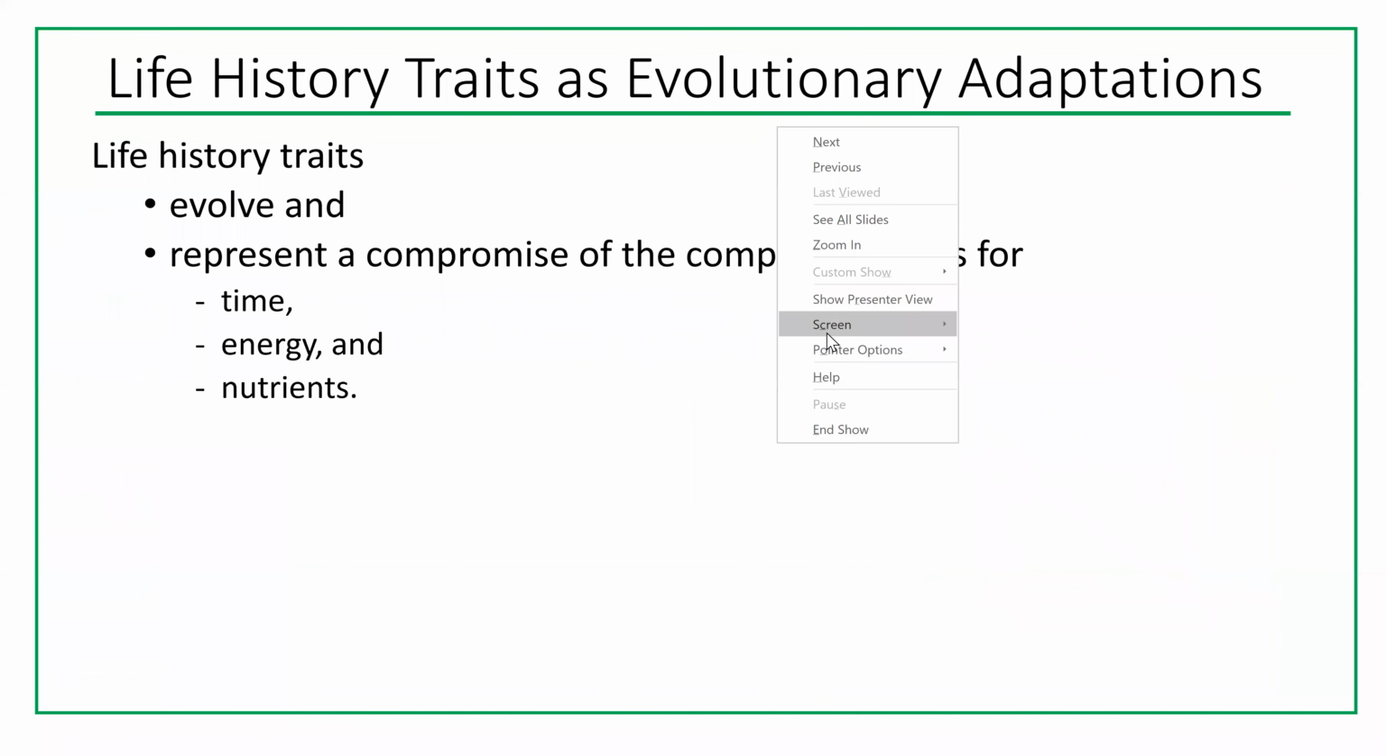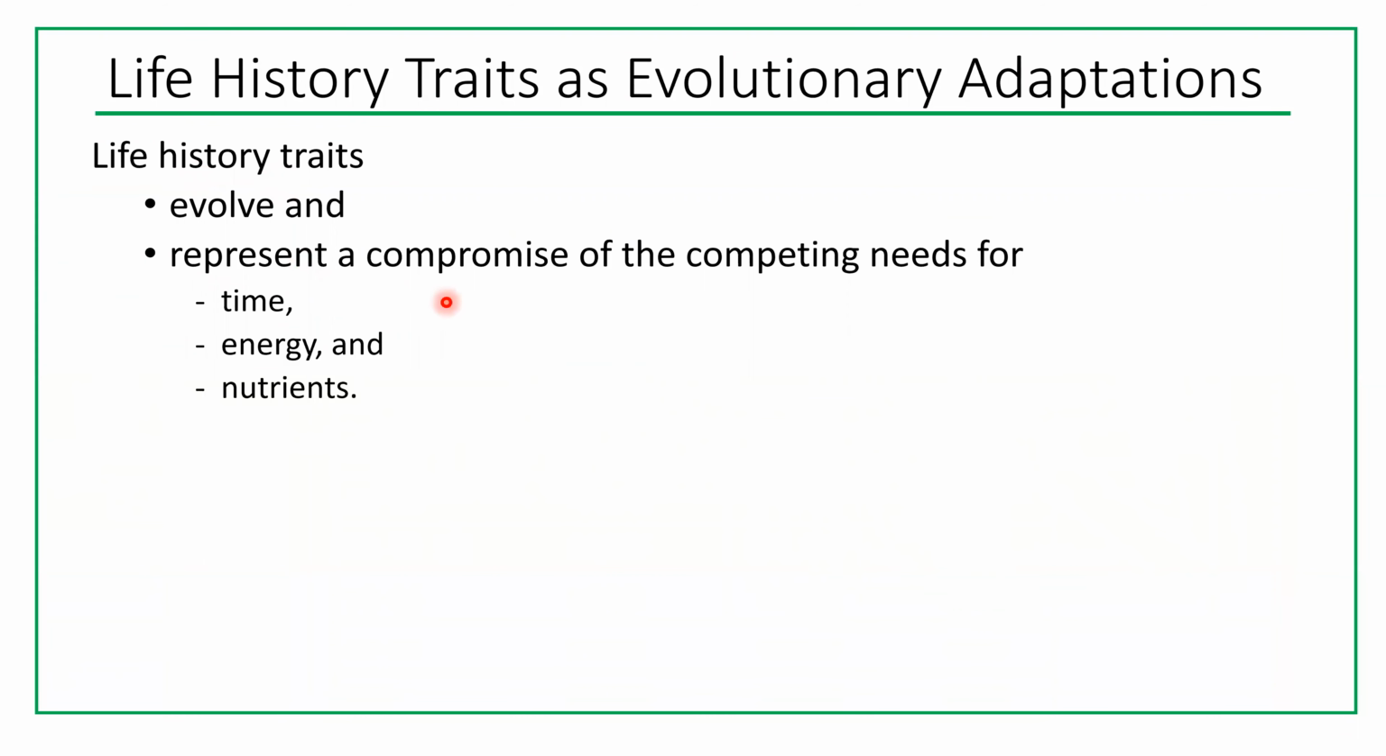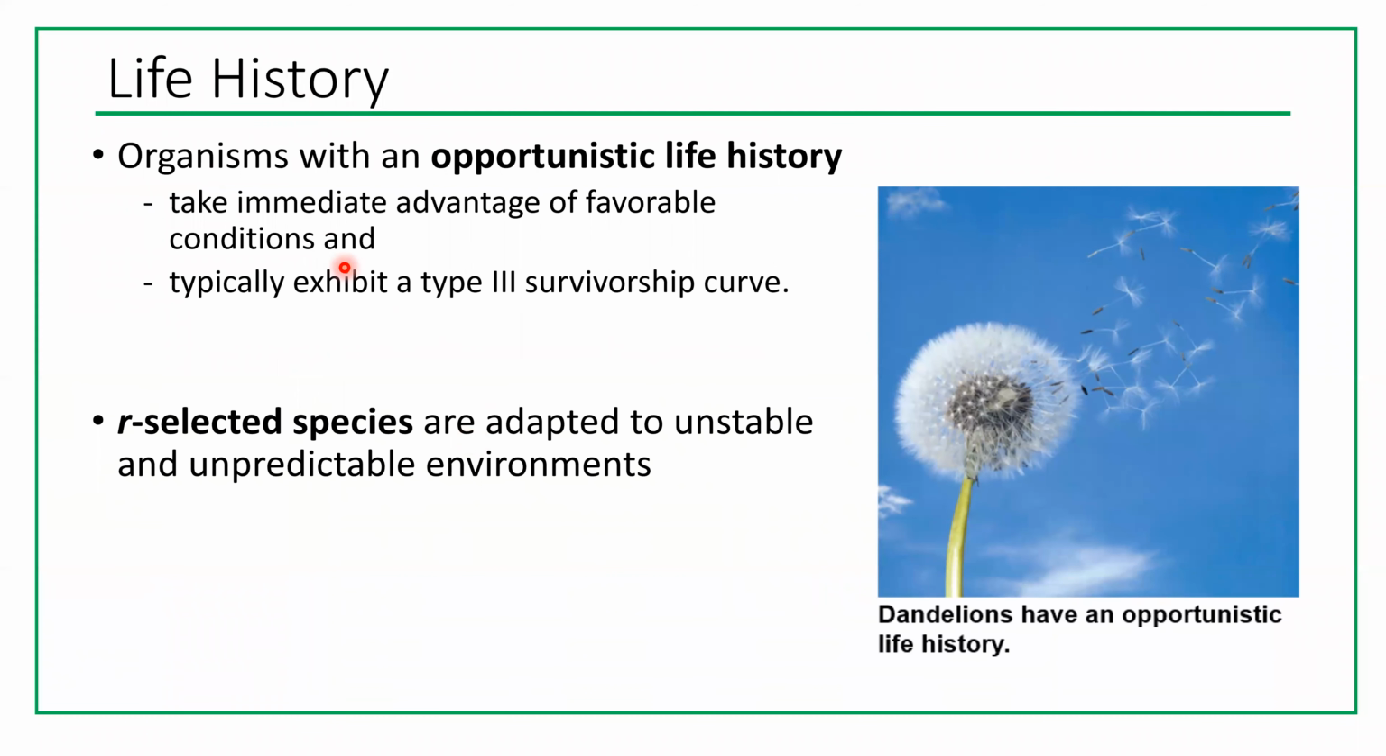So let me pick up the pointer. So the life history traits, what we just described right now, the type of survivorship, how many are born, how many die. This is actually a result of evolution. And those traits represent a compromise of the competing needs for time, energy, and nutrients. So when we look at those survivorship curves, they represent what we call life history.